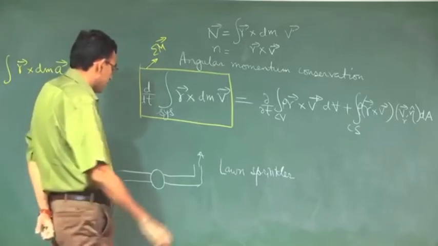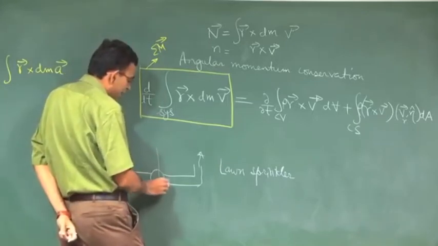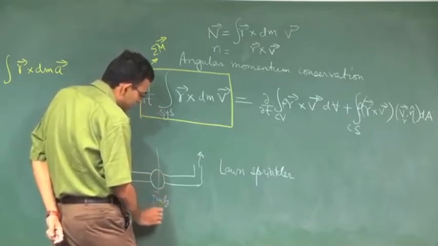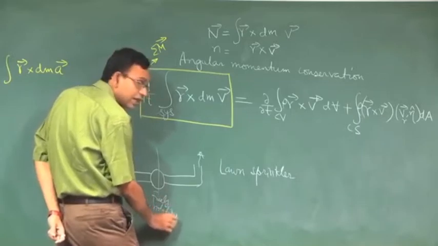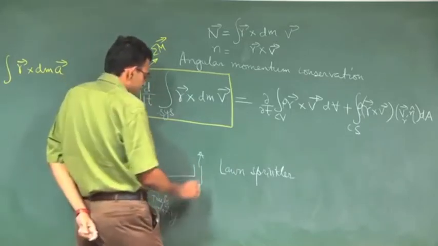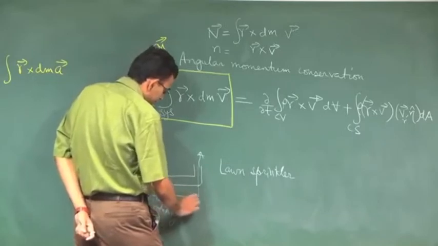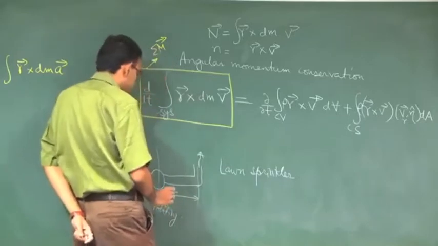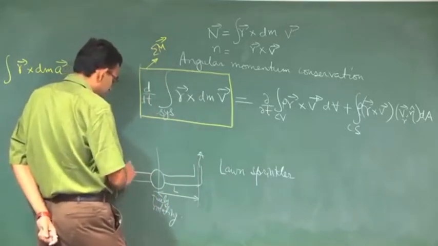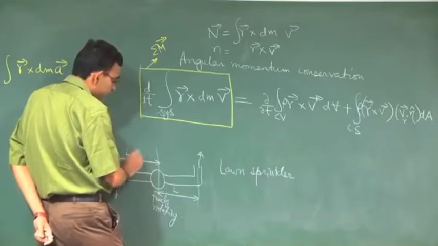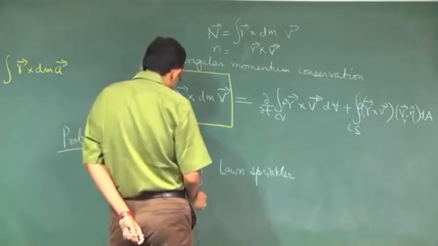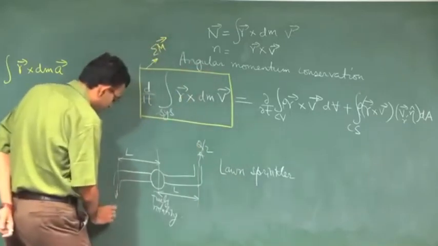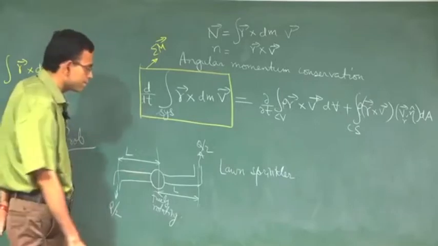So what is given here is that everything is symmetric and let us say this is a freely rotating device, so that there is no frictional torque here. This length is L, let us call this also L. The total flow rate is Q, volume flow rate, so this is Q by 2 and this is Q by 2, this is volume flow rate.